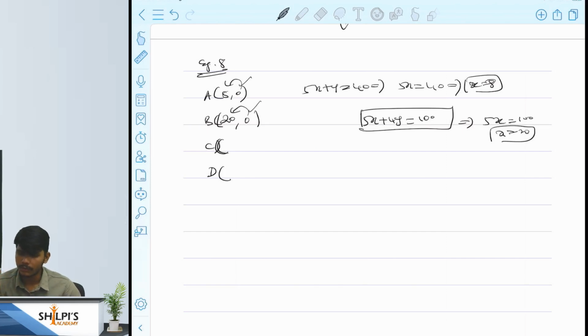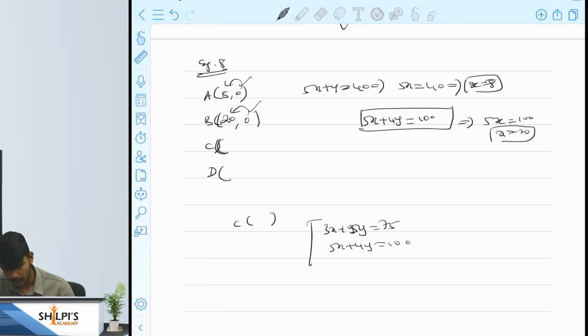Similarly, I want to find C and D. How can we find intersecting points? C is an intersection point of 3x plus 5y equal to 75 and 5x plus 4y equal to 100. From this, how can we find the values of x and y?